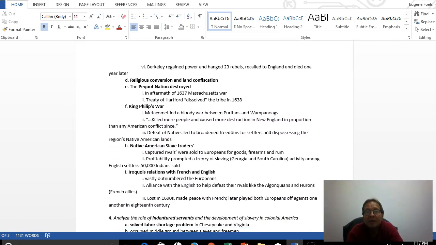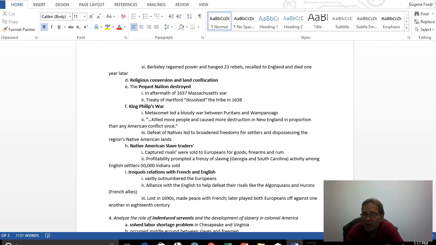The Pequots, in the aftermath of the 1637 war, were destroyed. King Philip's War, his Native American name is Metacomet. This was another bloody war between Puritans and the Wampanoags. This war killed more people and caused more destruction in New England in proportion than any American conflict since. Those that were captured were sold to the Europeans for goods, firearms, and rums. This was so profitable that the Georgians and the South Carolinians noticed it, and they began to get involved in the slave trade at that time.